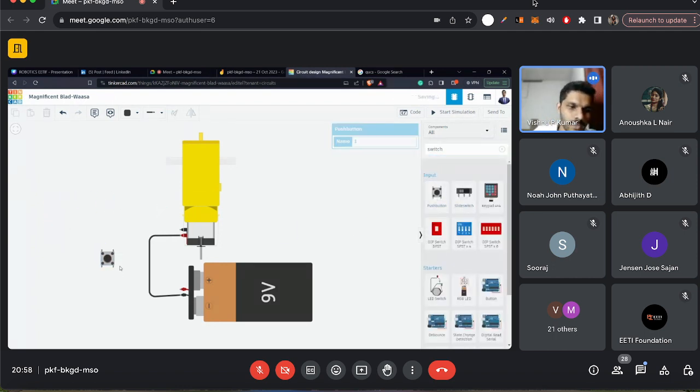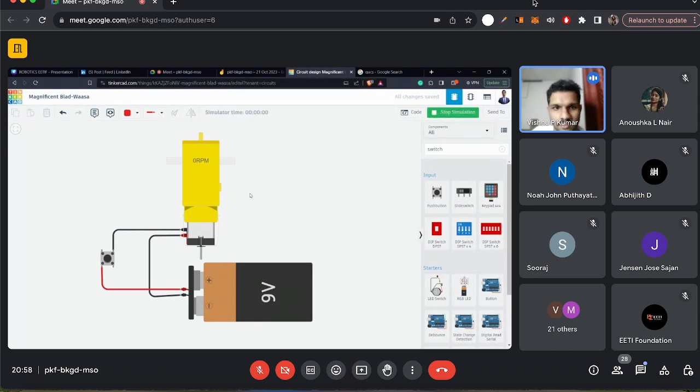For now I'm just going to search for a switch. I'm taking a push button, connecting this wire to the motor. Then I'm connecting the second wire to another terminal. I'm just changing the color. I'm starting the simulation. Nothing is happening. Now I'm just going to push the button, and when I push, the motor is rotating, right? So this is how you implement a switch in a circuit.